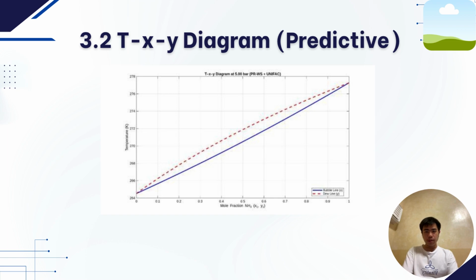Moving to our first predictive result, this TXY diagram was generated at a fixed pressure of 5 bar using UNIFAC derived parameters for the activity coefficient. The solid line represents the bubble point temperature, and the dashed line is the dew point. The curves are clearly separated, indicating significant non-ideality in the liquid phase, which is expected for this polar mixture. This provides a necessary baseline before considering the experimental isothermal data.